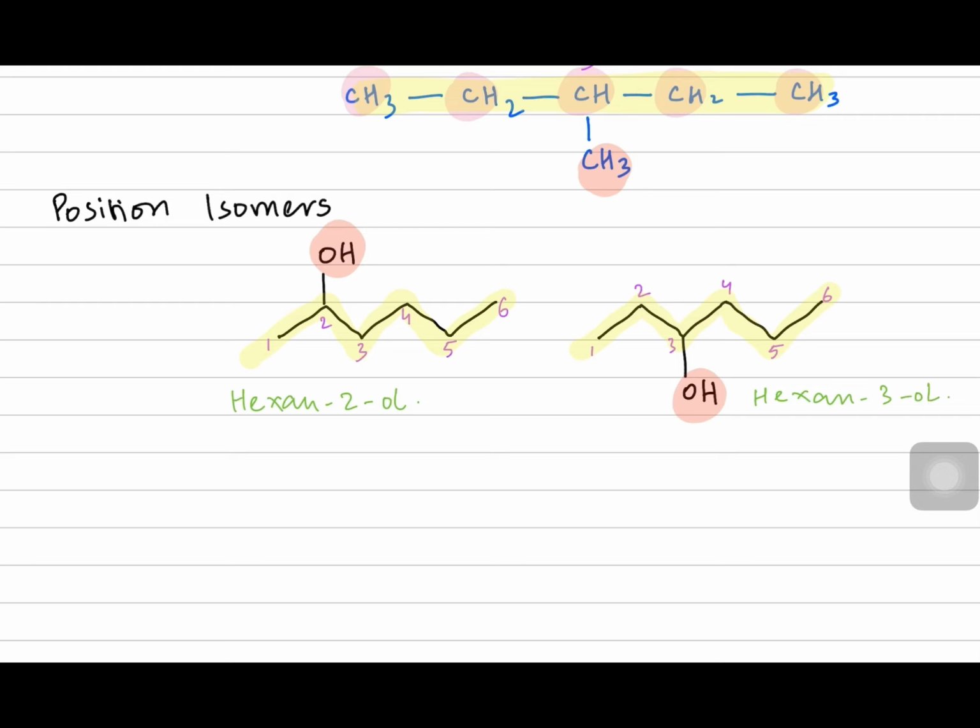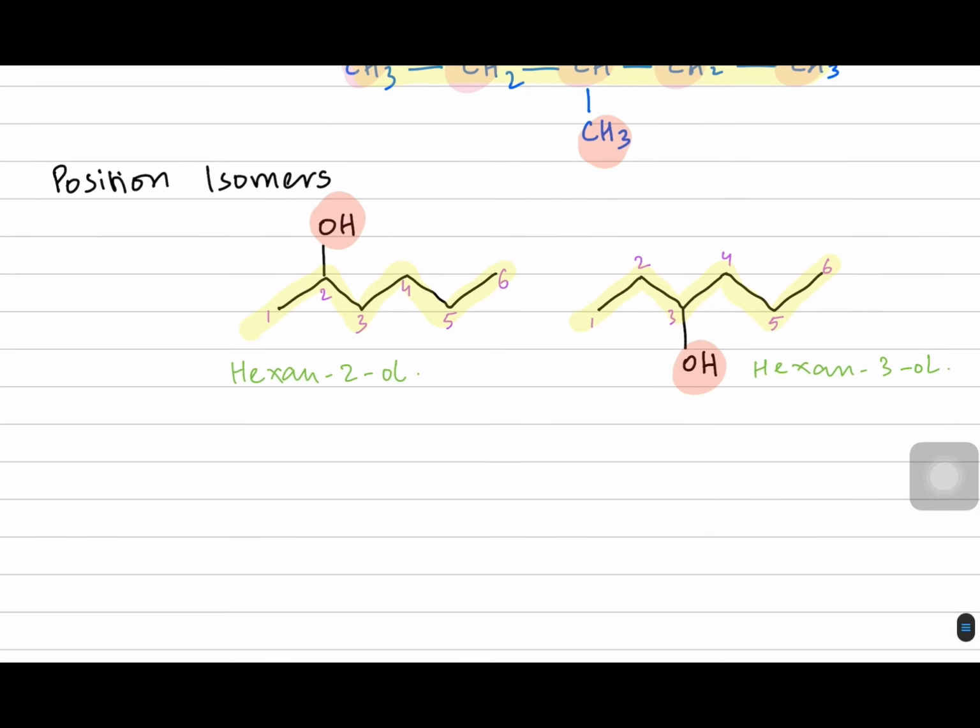So do we have any other possibility? You can put your OH even more towards the right. Let's try it and see if it's possible or not. You could number it 1, 2, 3, 4, 5, 6. And as a random guess, you might want to put the OH on carbon 4, and then you would say that is hexane-4-ol. But that is wrong, because that does not exist.